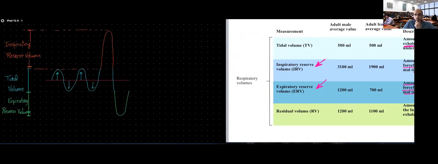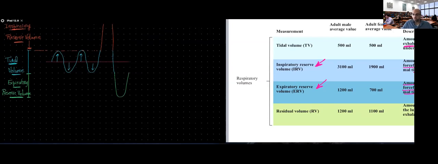All right, so again, I've got three volumes. The amount of air that's moving in and out in quiet breathing during rest is my tidal volume. I've got extra air in beyond the tidal volume. This is my inspiratory reserve volume. And I can move extra air outside of my lungs beyond the tidal volume. This is my expiratory reserve volume.